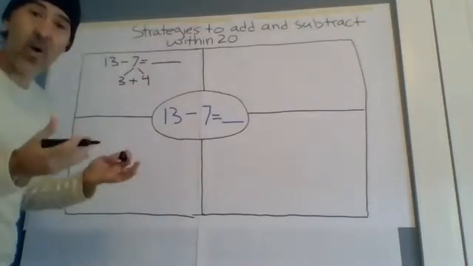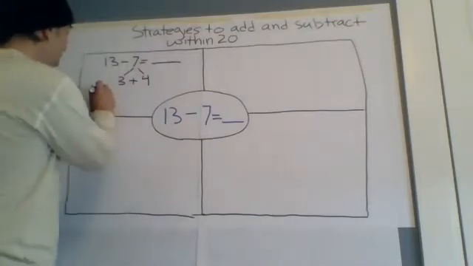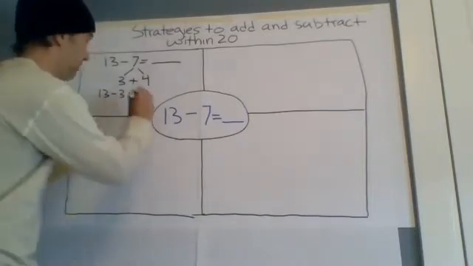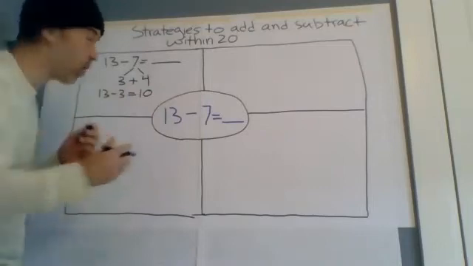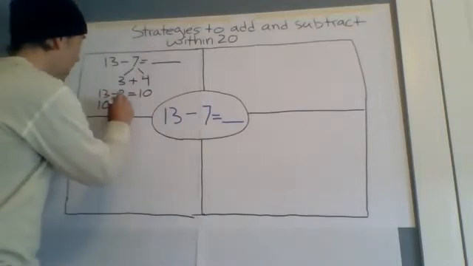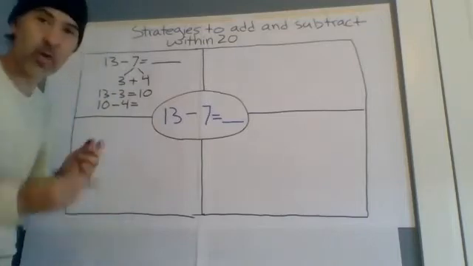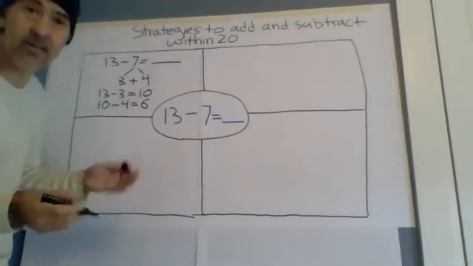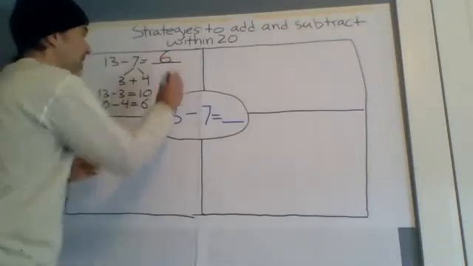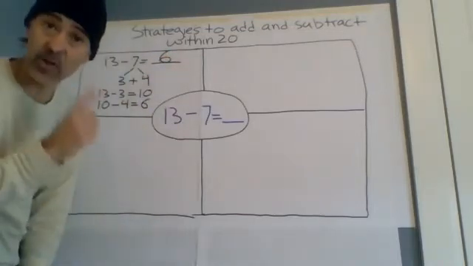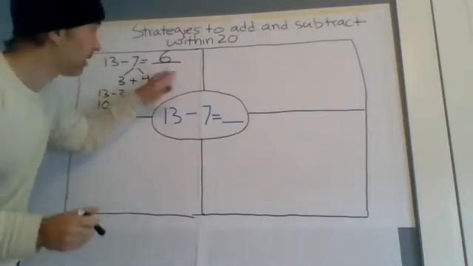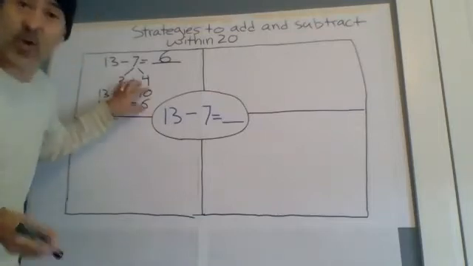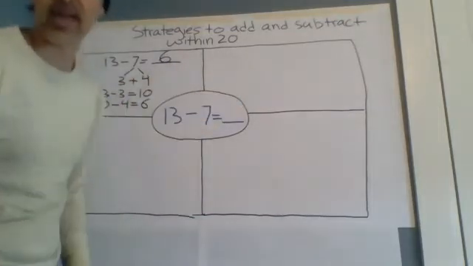Well, now I see something. I know 13 take away 3 is equal to 10. I also know 10 take away 4 is equal to 6. So 13 take away 7 is equal to 6. That's my first strategy. Like I said before, it's really nice to have a tool belt of all these different strategies in case this one doesn't work for me. I have another, and here's my other one.